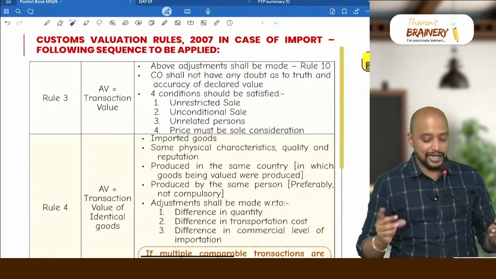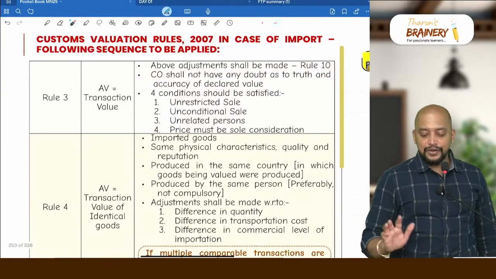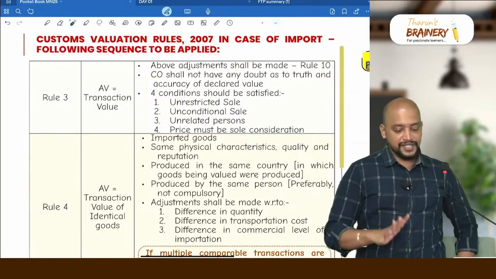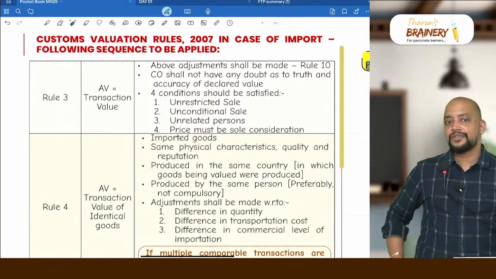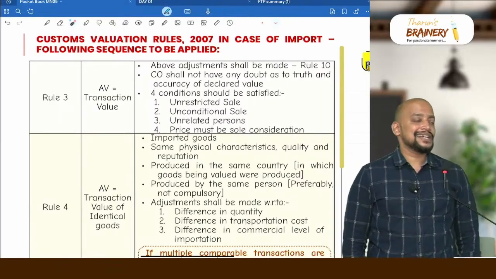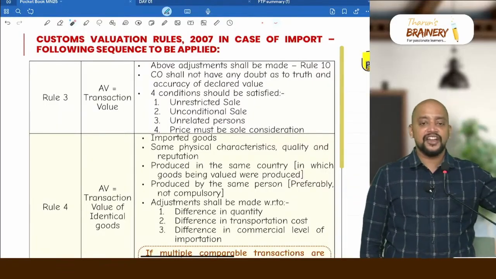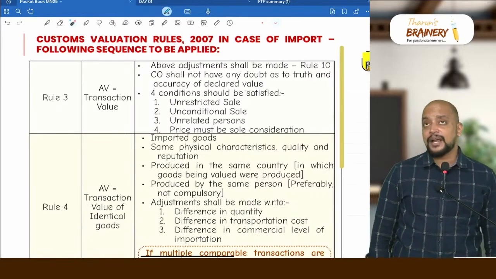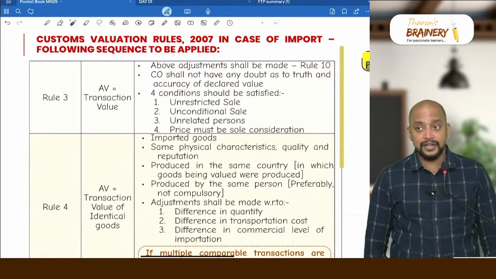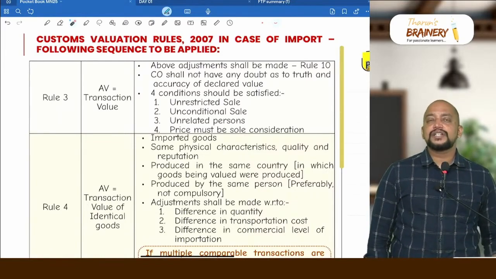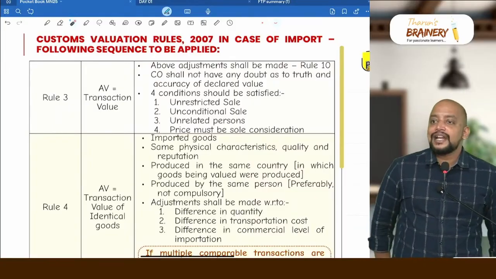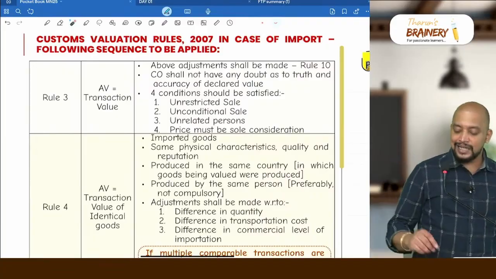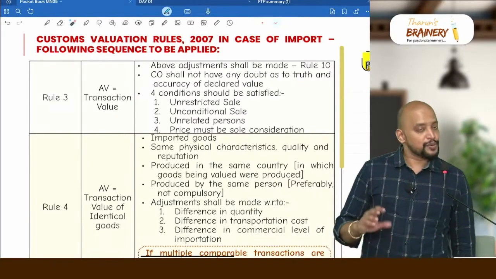Now, the Customs Valuation Rules 2007 in case of import. First we need to go by the transaction value. What should be taken as the transaction value? That's what we have seen: CIF price prevailing at the time and place of importation. But sometimes the transaction value will be rejected, if the transaction is between related parties, or if the price is not the sole consideration. Above adjustments shall be made as per Rule 10.